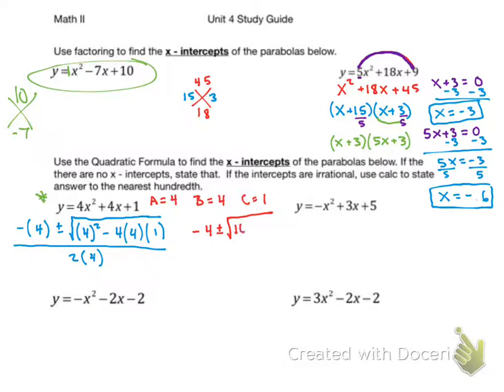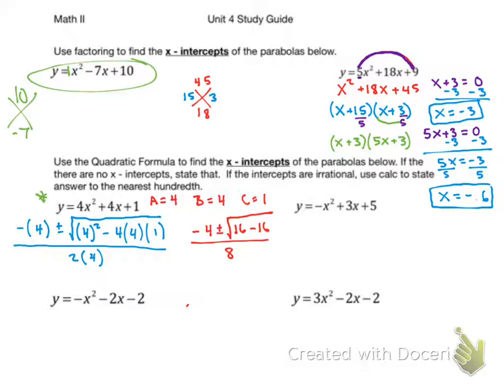4 squared is 16, minus 4 times 4 is, so negative 4 times 4 is a negative 16 times 1. So that's going to be minus 16, all divided by 2 times 4, which is 8. So now I'm looking at the discriminant. 16 minus 16 is going to be 0.